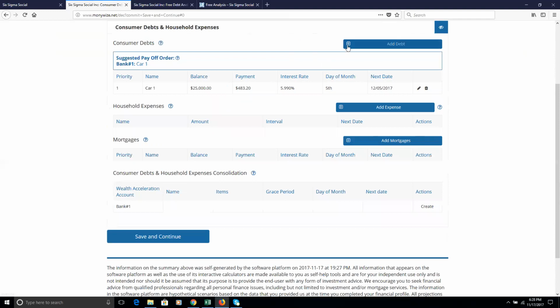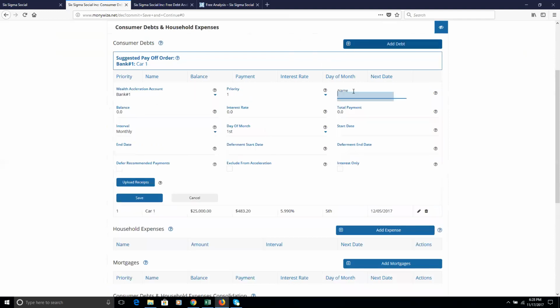Okay, I'm going to add another debt. Let's put another car in here, car number 2. You still with me, Ken? Yes, sir. Let's say the balance on that is $10,000. We'll give that an interest rate of just under 10%. And we'll make the payment.